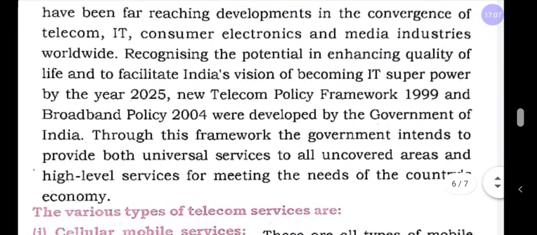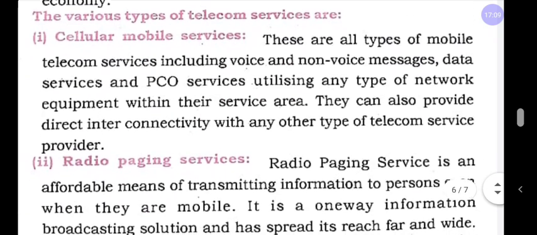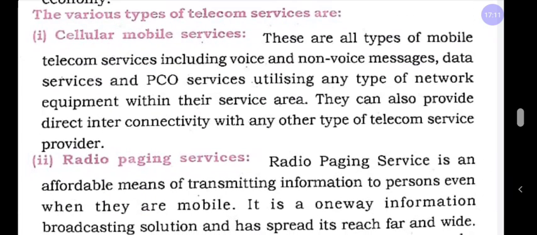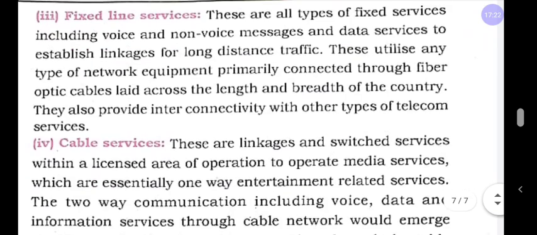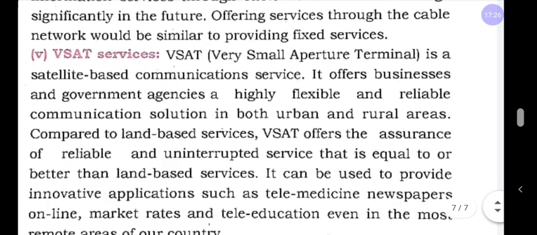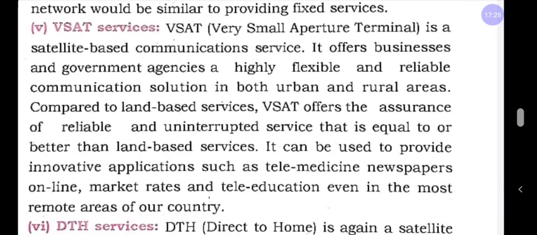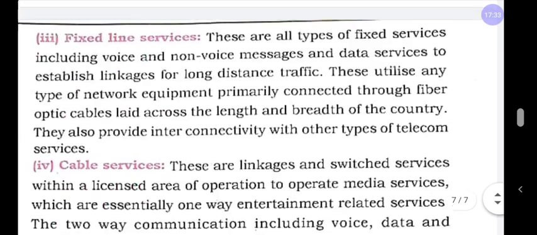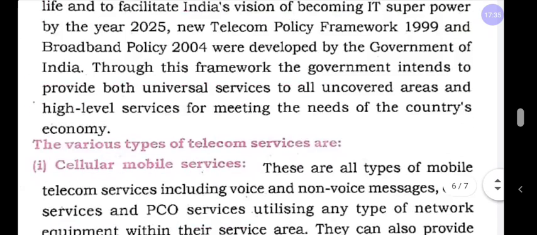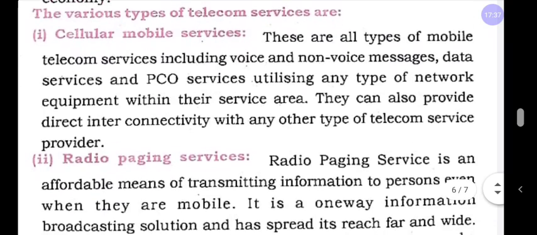In telecommunication services, we have various types of telecommunication services. First one, cellular mobile services. Second one, radio paging services. Third one, fixed line services. Fourth one, cable services. Fifth one, VSAT services and DTH services. These are the telecommunication services or telecom services.